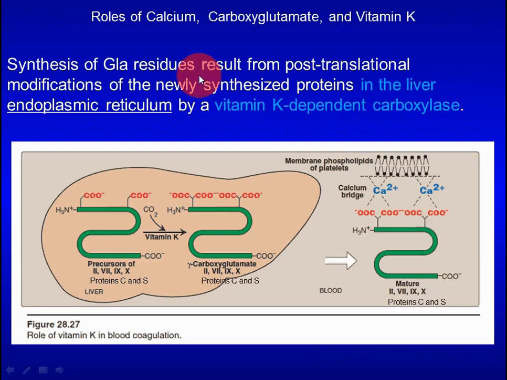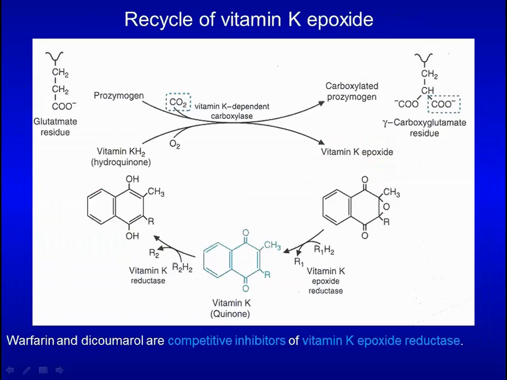Synthesis of GLA residues results from post-translational modification of newly synthesized proteins in the liver ER by a vitamin K-dependent carboxylase. Binding calcium brings these proteins close to platelet surface for their action there. Vitamin K-dependent carboxylase converts glutamate to gamma glutamate residue. At the same time, vitamin K is oxidized to vitamin K epoxide. Vitamin K epoxide needs to be recycled. Recycle of vitamin K epoxide is catalyzed by vitamin K epoxide reductase and vitamin K reductase.